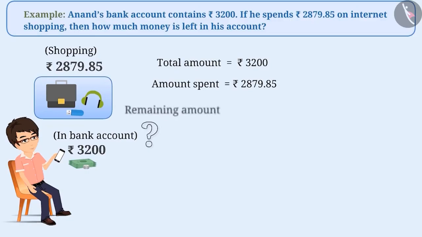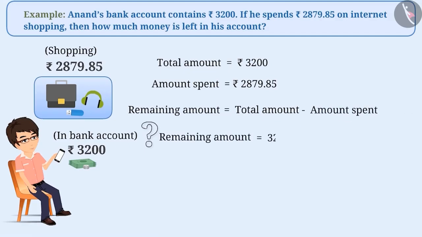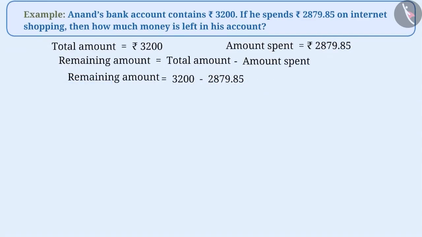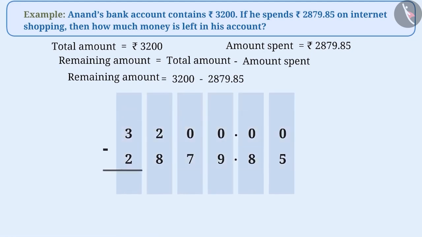Therefore, the remaining amount is equal to total amount minus amount spent on shopping. That is, rupees 3,200 minus rupees 2,879.85. In order to obtain the result of this subtraction, let us write these decimal numbers one below the other. Take care to write the digits according to their place value.